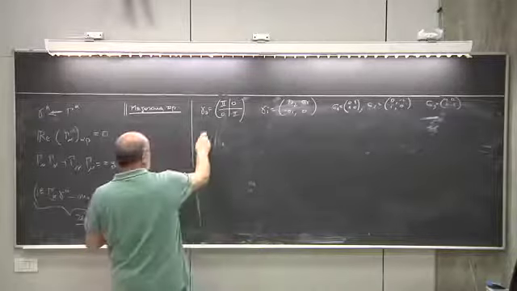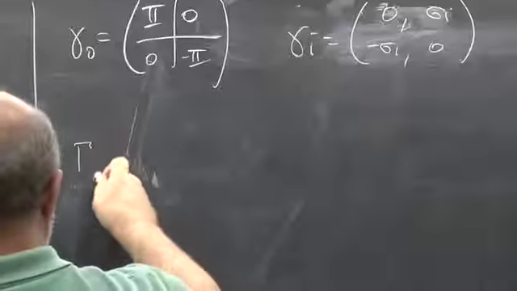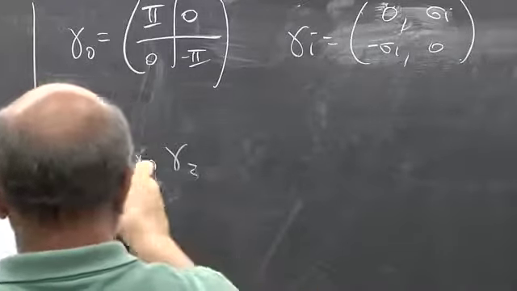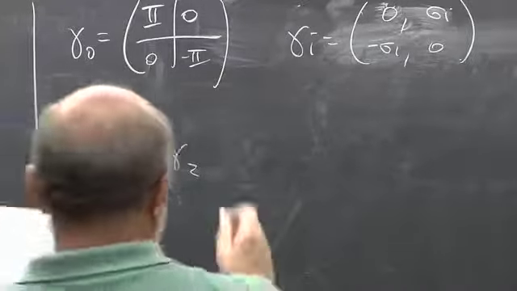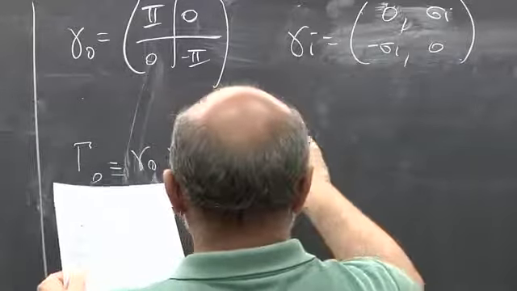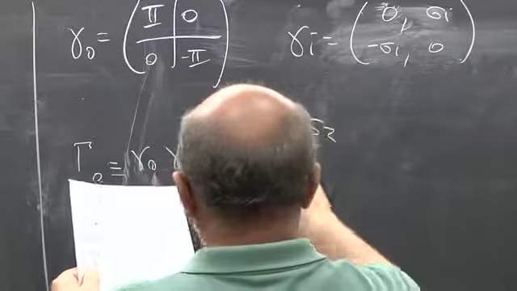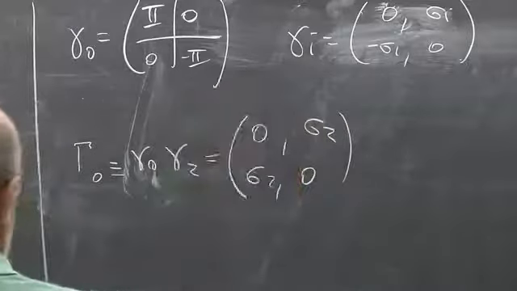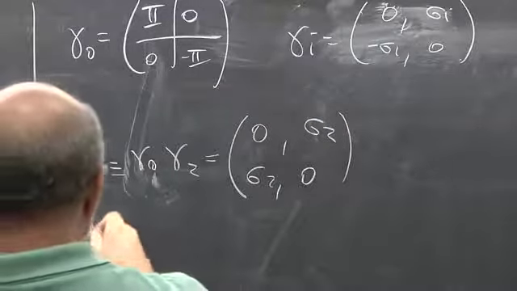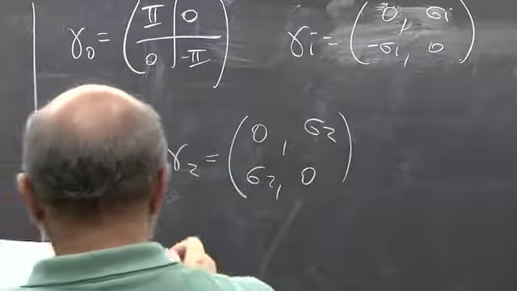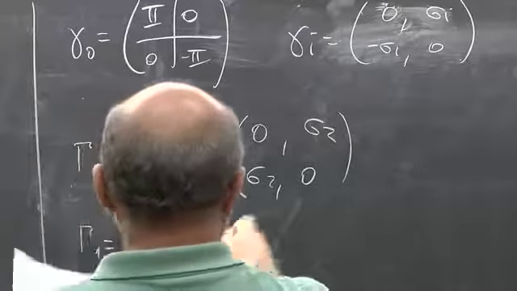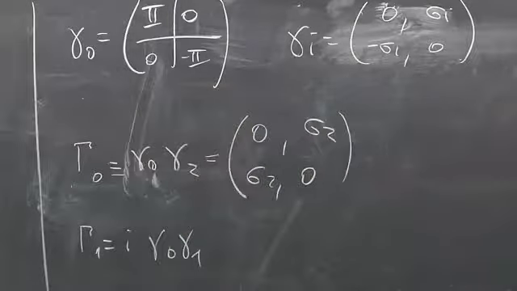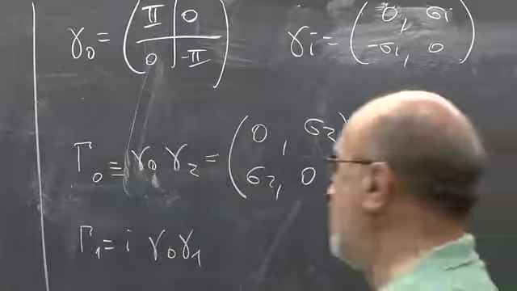Now, these are the usual Dirac gamma matrices. The Majorana ones, I build in this manner. Gamma 0 equal gamma 0, gamma 2. So this is the definition of the gamma 0 of Majorana, and you get 0, sigma 2, 0. The gamma 1 is I, gamma 0, gamma, and you see that this is purely imaginary. The sigma 2 is purely imaginary.